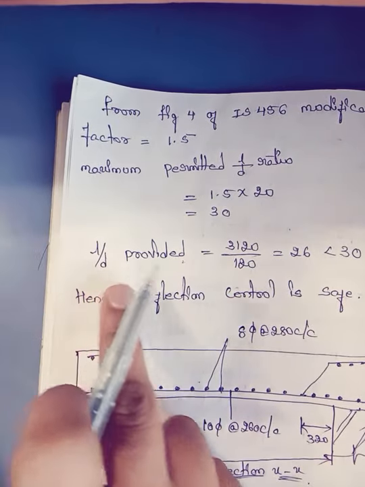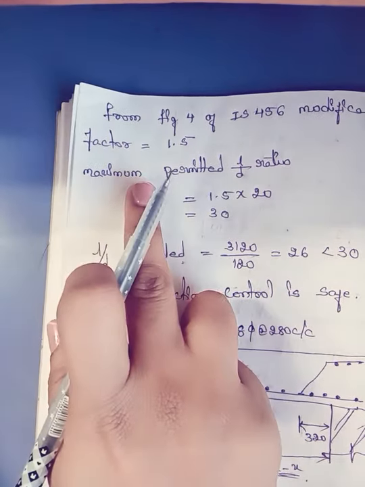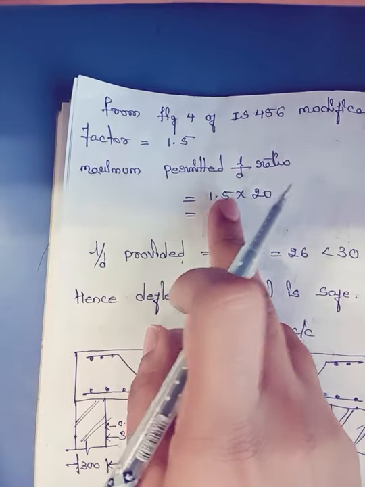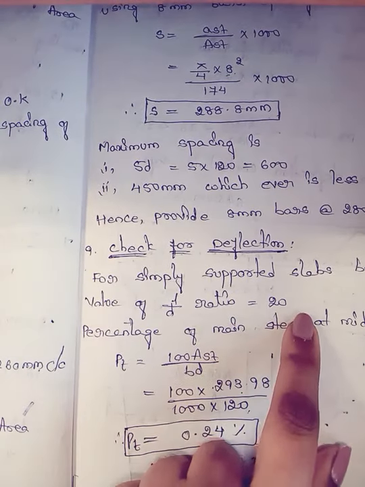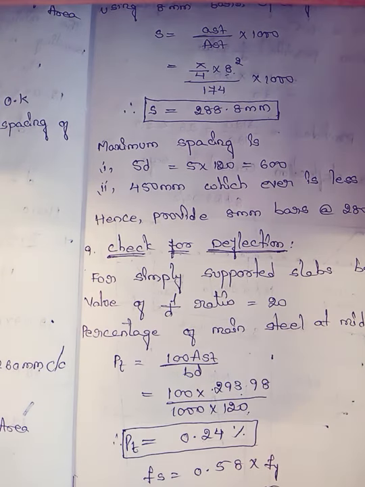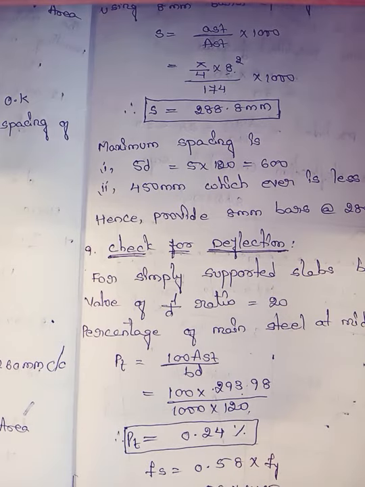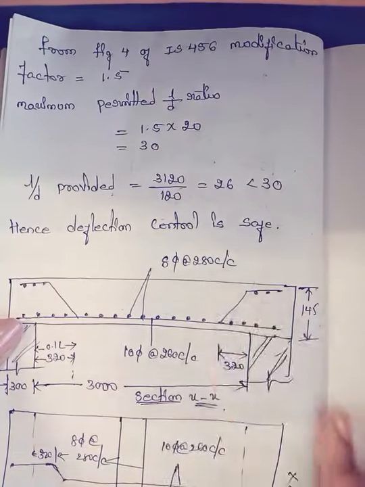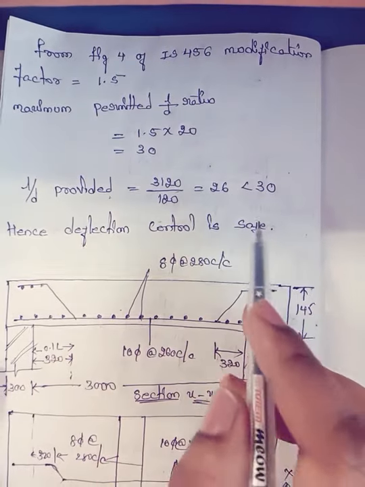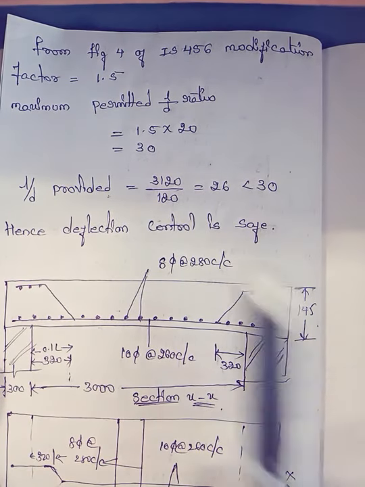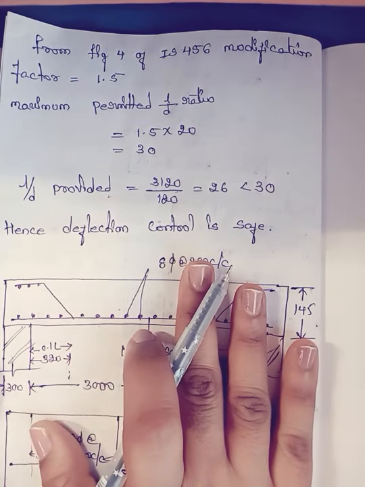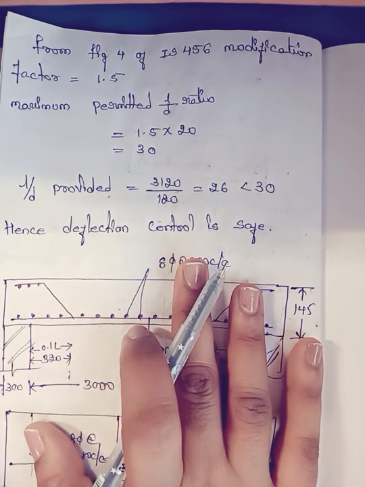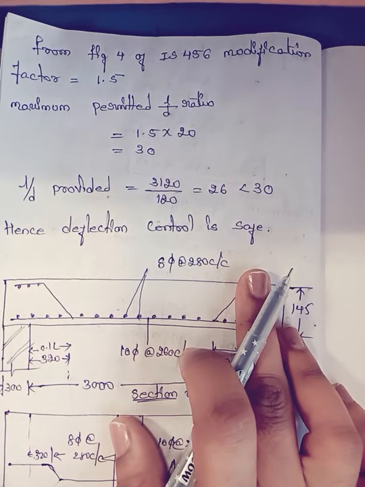We need to calculate the L by D provided and the maximum permitted value of L by D, which is given by the modification factor into 20. It is 20 because for a simply supported slab the basic value of L by D is equal to 20. So 20 into the modification factor gives the maximum permitted value. To find that modification factor, we want PT and fs. It is clear, right? Hence it is 26, which is less than 30, so the deflection control is safe. The problem we have solved satisfies the deflection, so what we have calculated is fine.